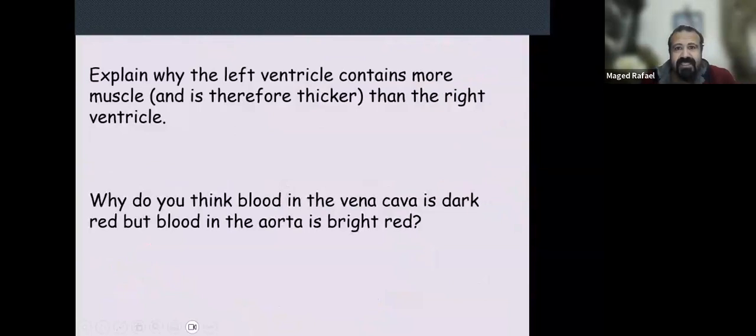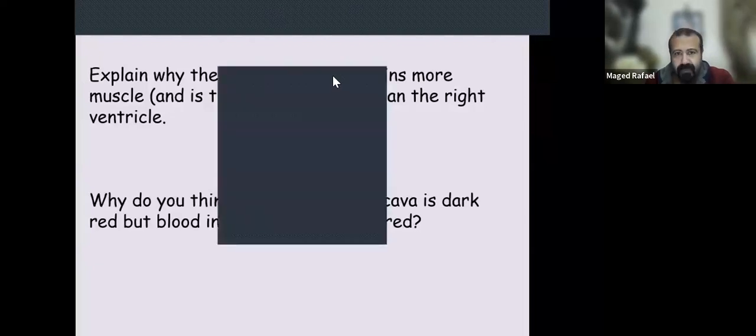Now we have two questions, and I will keep like 2 minutes to answer those questions in the chat box, and I'm waiting for your answers. Explain why the left ventricle contains more muscle and is therefore thicker than the right ventricle. Why do you think blood in the vena cava is dark red, but blood in the aorta is bright red? Could you please send me your answer via chat box, and I will check all your answers now.